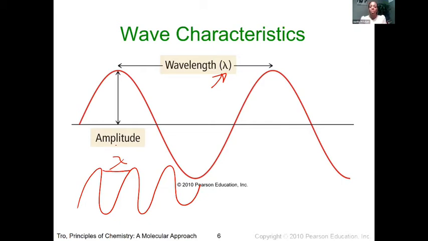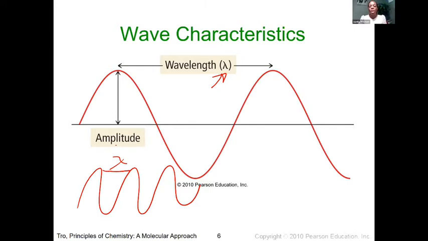And so different types of waves, different types of electromagnetic radiation have different wavelengths. Some have very long wavelengths, some have very short wavelengths. But remember, regardless of the type of light it is, all light is moving at that same speed, the speed of light of 3.0 times 10 to the 8th meters per second.